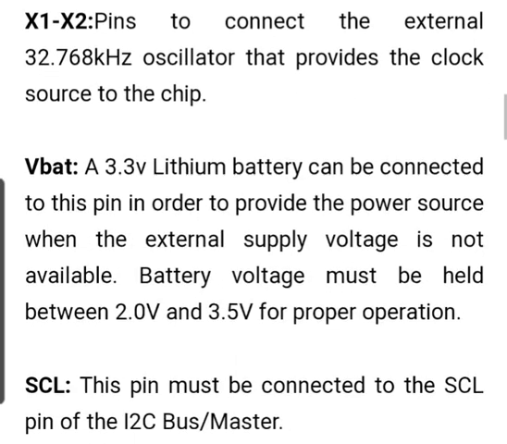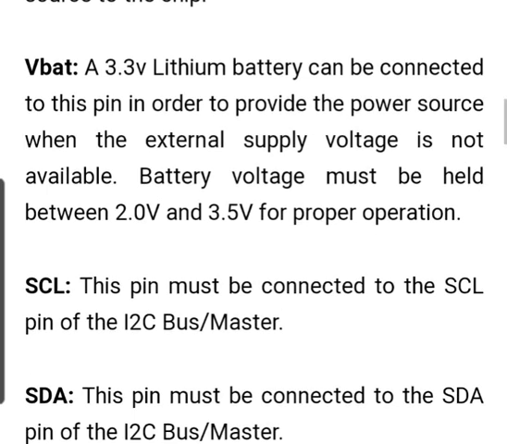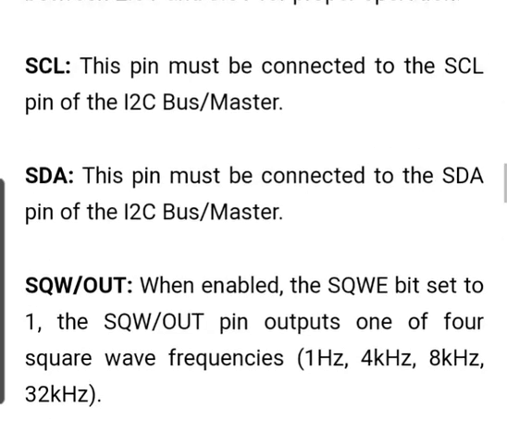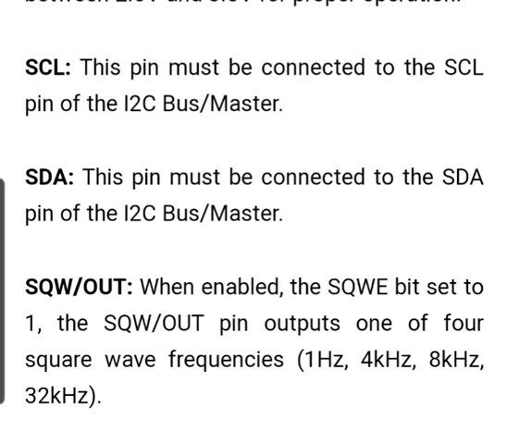Then the X1 and X2 pins connect to the external oscillator and provide the clock. A lithium battery can be connected to the battery pin in order to provide a power source. The battery voltage must be between 2 volts and 3.5 volts. Then SCL is connected to the SCL pin of the I2C bus master. SDA is also connected to the I2C bus master. SQW/OUT, when enabled with the SQWE bit set to 1, outputs one of 4 square wave frequencies.